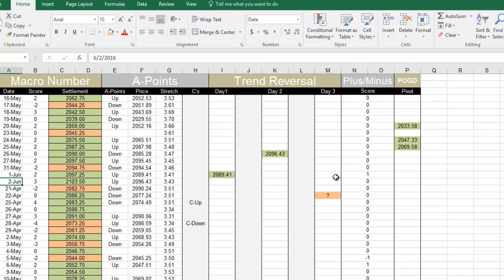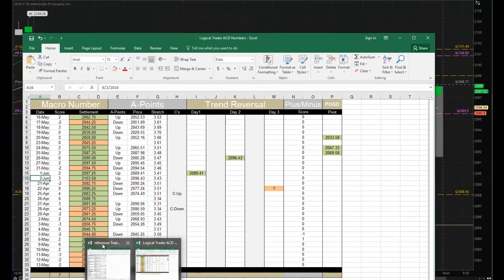So we've got that aspect. Then we've got our trend reversal setting up here. This looks like it's going to reverse. And then another point, let me bring up.